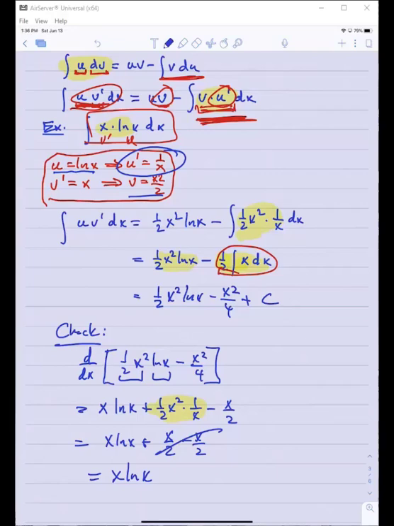Again, this first example should be illustrating for you the power of this method, which is that we are trading out the integral of a complicated product, in this case x ln x, for the integral of hopefully a simpler product, in this case 1/2 x.